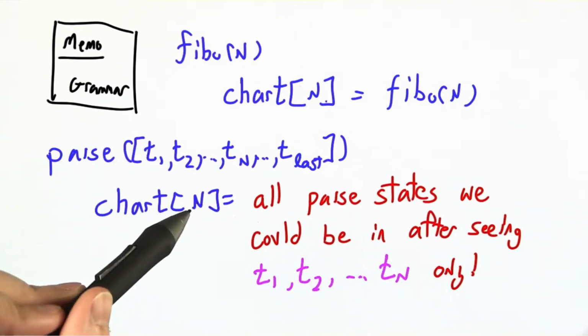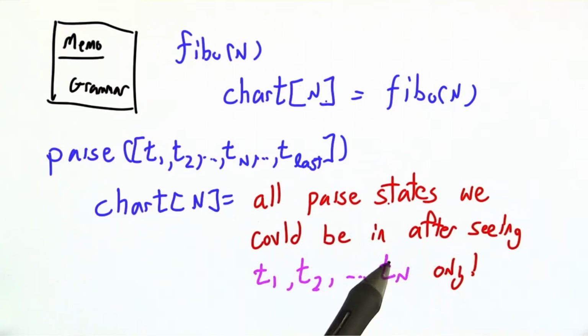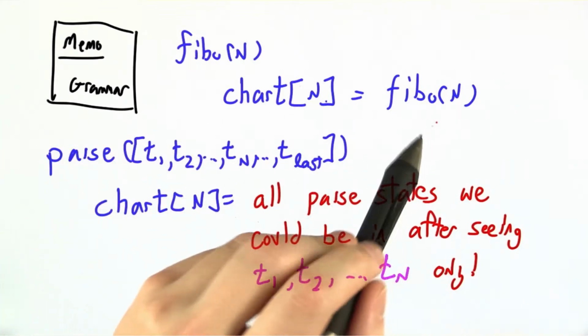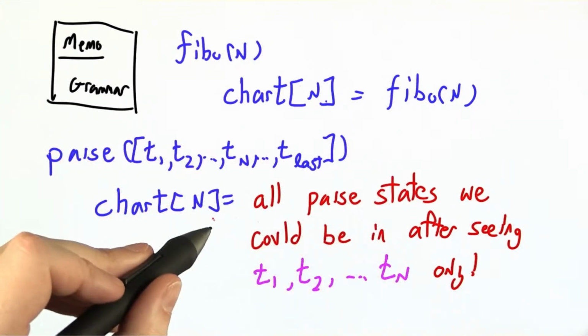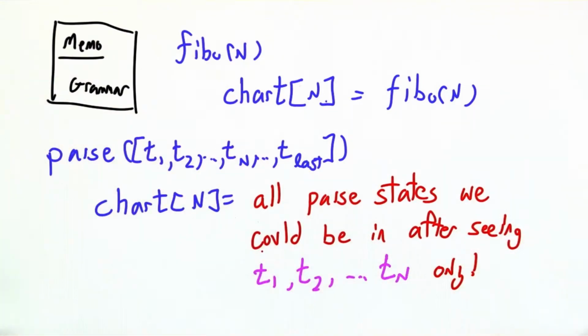So the nth position in the chart is going to be all the parse states we could be in after seeing the first n tokens, the first n words in the input. This means that instead of our chart returning a single number, our chart is going to return a set or a list, an entire collection.